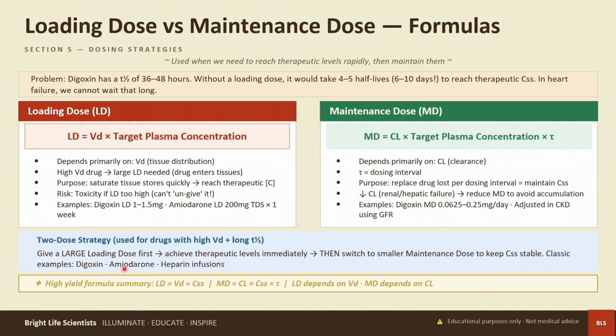Classic drugs using this strategy include digoxin, amiodarone, and heparin infusions. High yield formula summary: loading dose equals volume of distribution times the steady state concentration. Maintenance dose equals clearance times steady state concentration times tau. Loading dose depends on VD, maintenance dose depends on clearance.